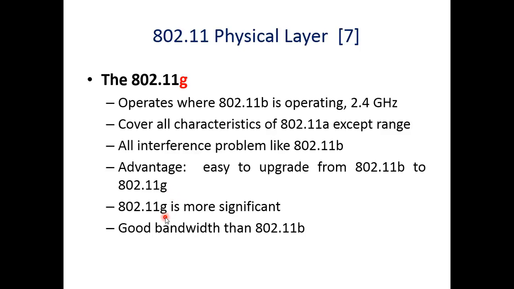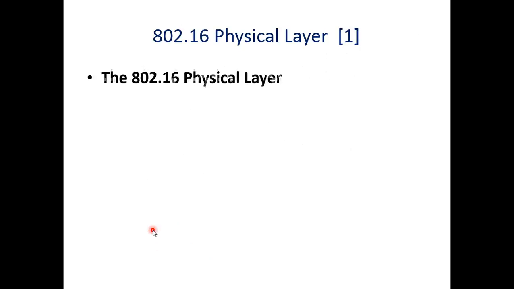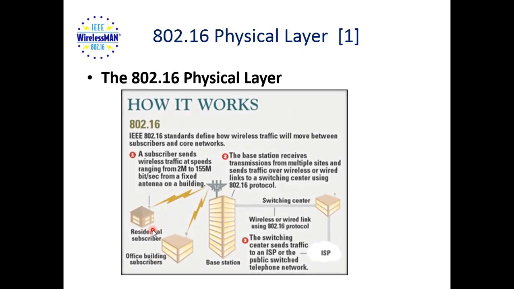In India, 802.11g is more significant because 802.11a is not present in India due to some security purposes, and it provides good bandwidth compared to the previous one, meaning 802.11b. Now the new topic is 802.16, meaning wireless MAN. So this figure describes how this works.